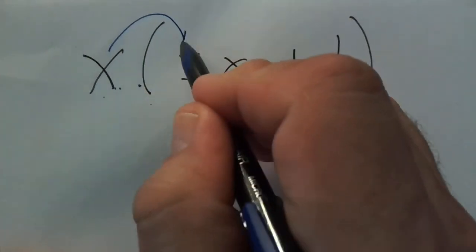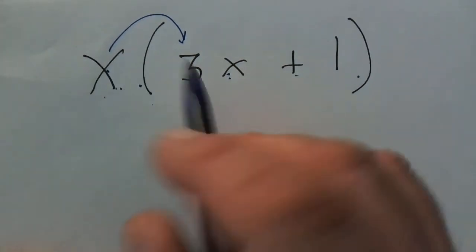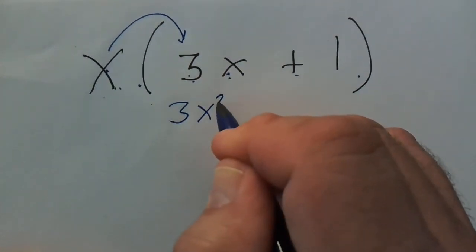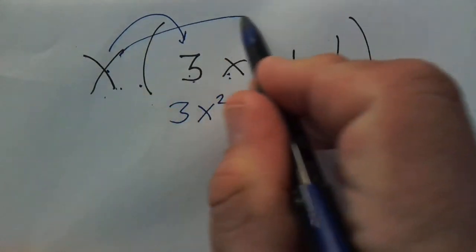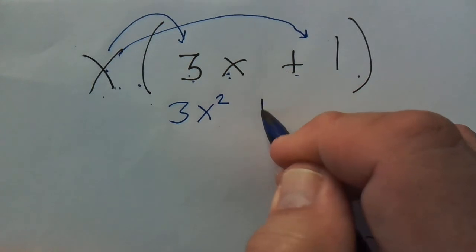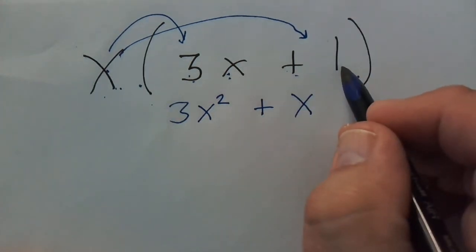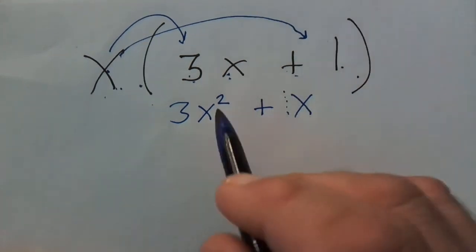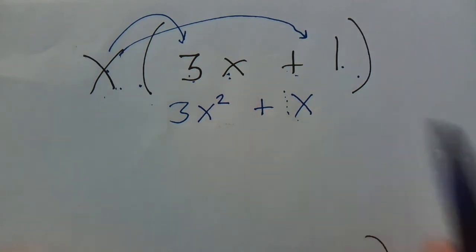I'm going to toss it over the wall. So x times 3x, well, the 3 comes down. X times x is x squared. And then we've got the x times the positive 1, which would be x. Right? X times positive 1 is x. There's an invisible 1 here. We usually don't write it. So our final result is 3x squared plus x.